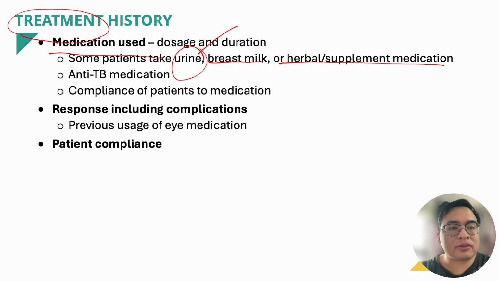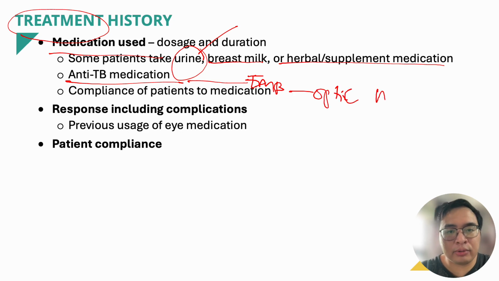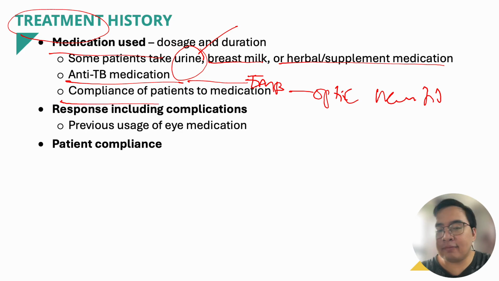Now, you need also to ask for anti-TB medication. Why? Because ethambutol is known to cause optic neuritis. And as you know, many people in the Philippines have tuberculosis. Okay? Also, you need to assess compliance of patients to medication because it may affect whatever medication you prescribe to the patient later on. You need to assess the response, including complications.